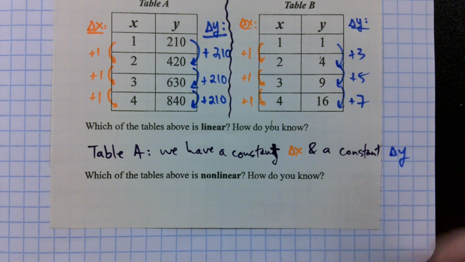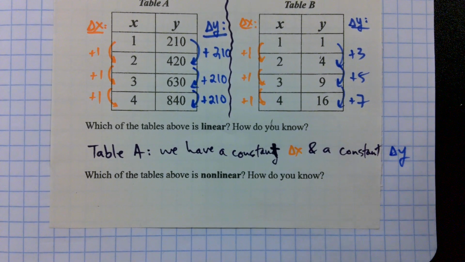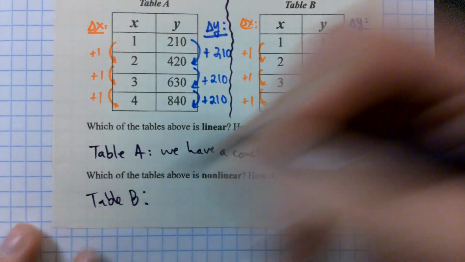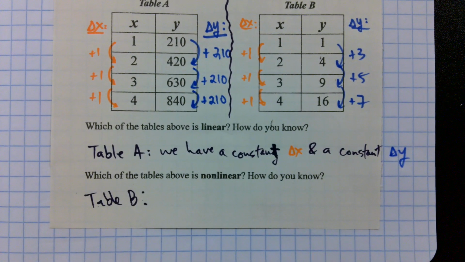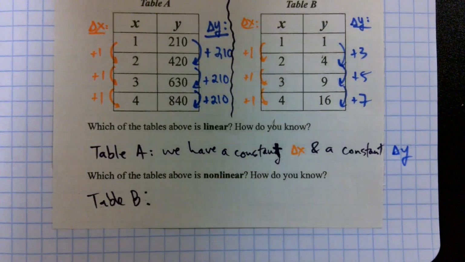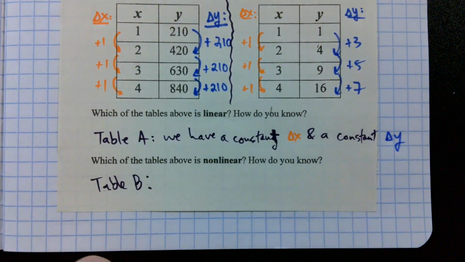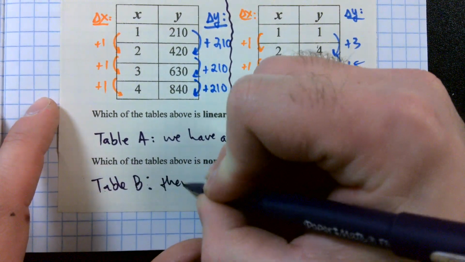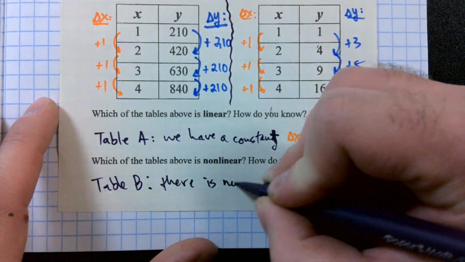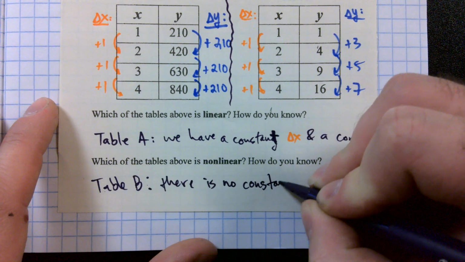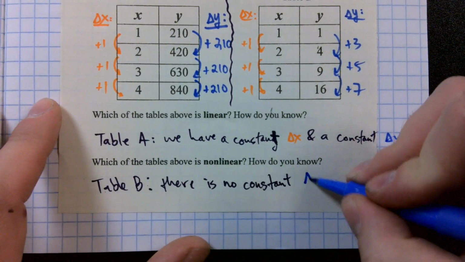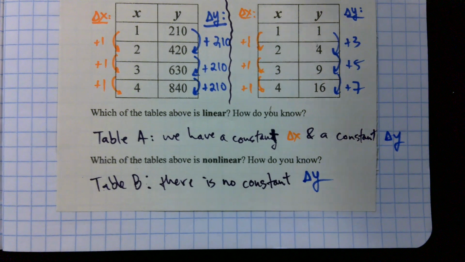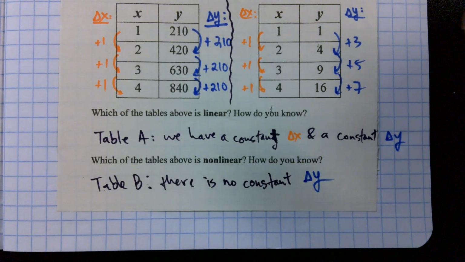Which of these tables is nonlinear? Table B. How can we tell table B is nonlinear? There is no constant change in y. Exactly. Thank you, both of you. That seems pretty straightforward enough to figure out, right? As long as you know how to add, we should be good to go on that.